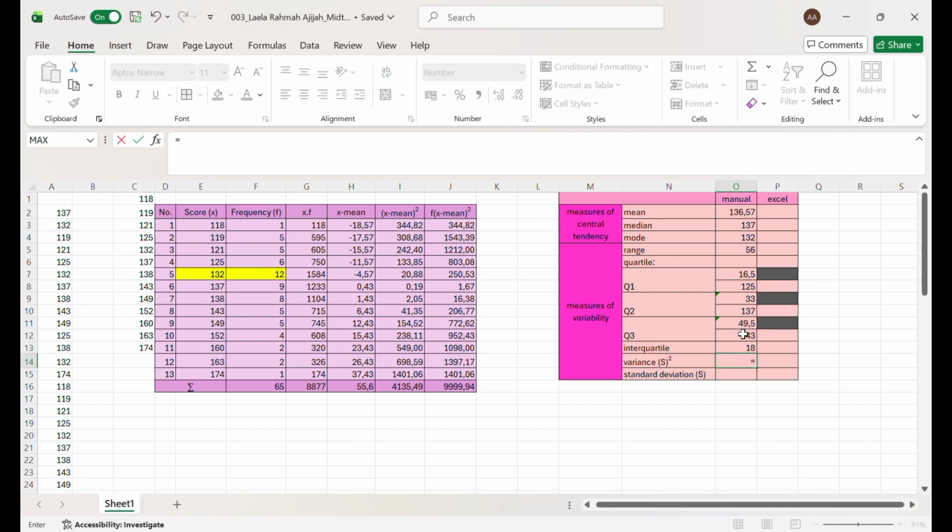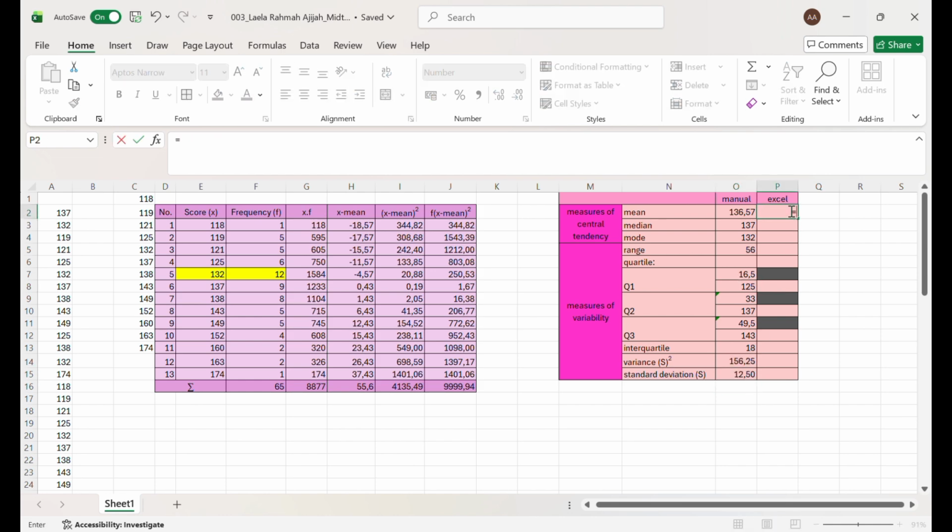Now to find the variance, you need to use sigma F times X minus mean squared, divided by sigma frequency minus 1. And last is the standard deviation. Since the standard deviation is the square root of the variance, you can do it this way like mine.